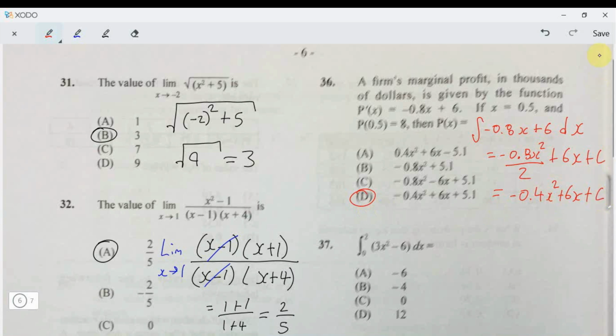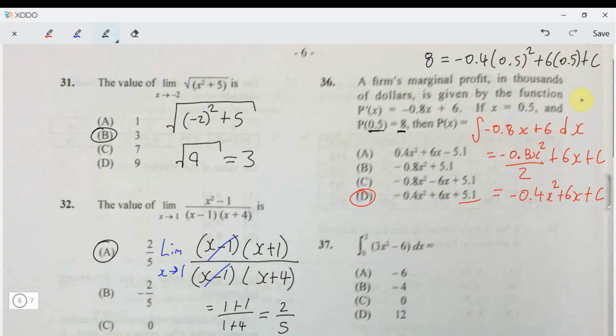Meaning, when you find c, c is going to be 5.1. The only thing you need to do to find c is plug in when x is 0.5, then y is 8. So 8 equals negative 0.4 times 0.5 squared plus 6 times 0.5 plus c.